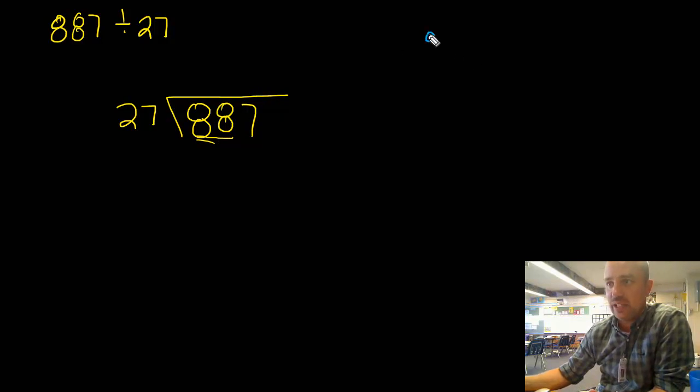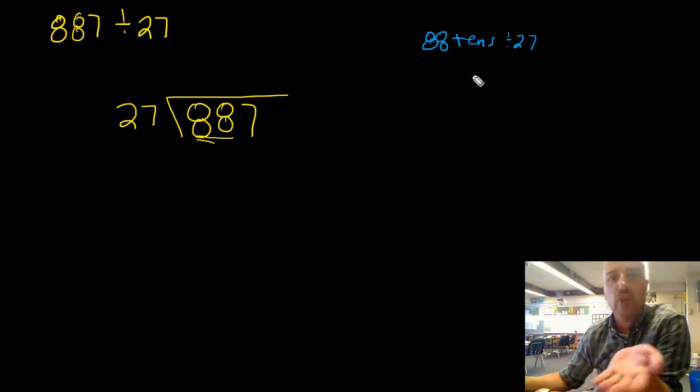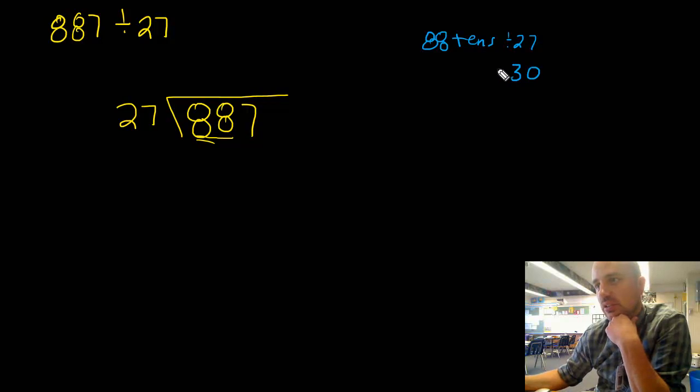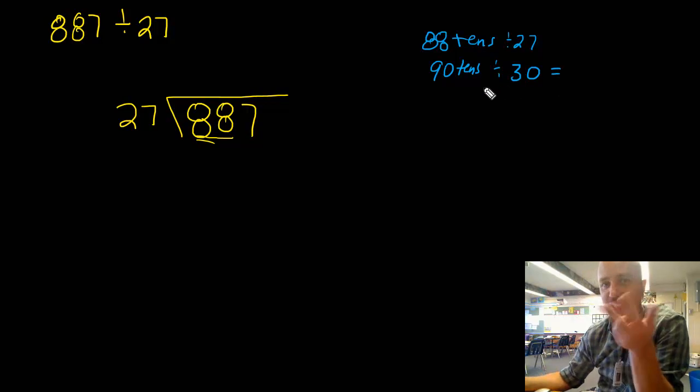We're going to do 88. It's a funny way of doing it. 88 tens divided by 27. We're going to go ahead and round and estimate like we normally would. We would turn 27 into 30. And I would do something easy. 30 would go into 90 pretty well, right? So 90 tens. 30, 60, 90. That gives me 3. And that's going to be 3 tens.